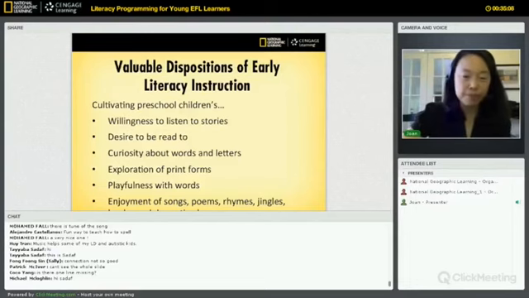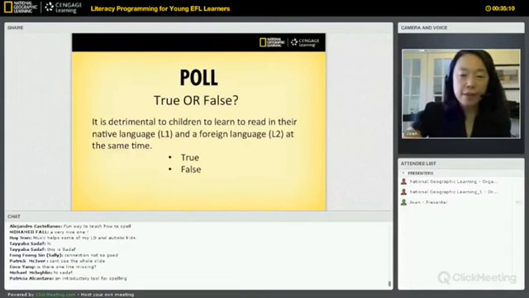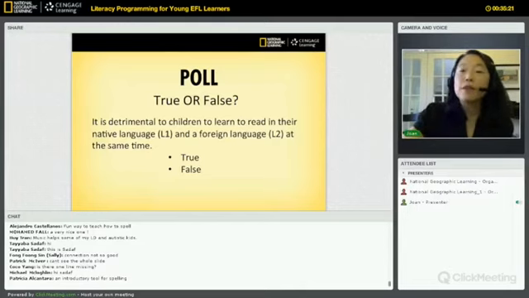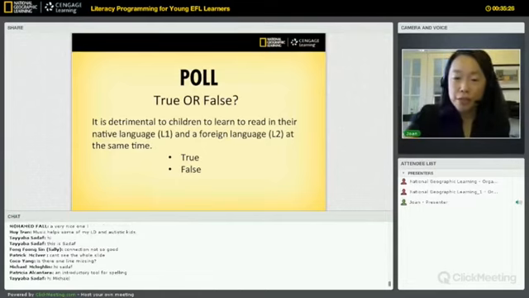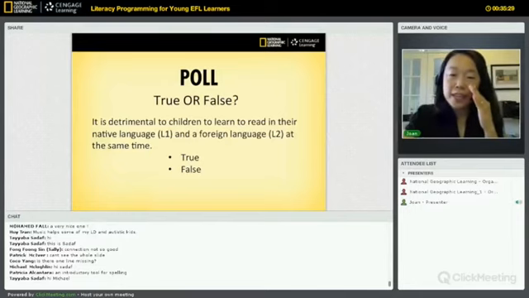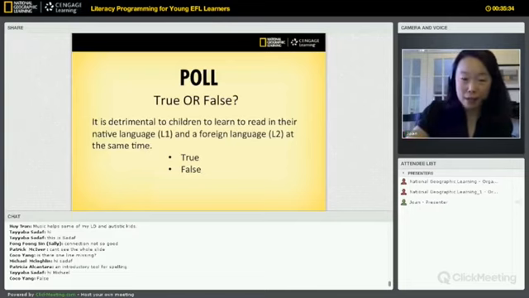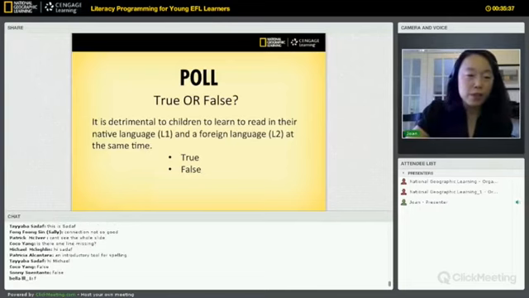All right. So now I have another poll, okay, because now we're getting into another aspect. So now we've gone through these early stages of literacy, and now I want to talk about learning L1 and L2. So true or false? It is detrimental to children to learn to read in their native language and a foreign language at the same time. Okay, so it is detrimental to children to learn to read in their native language and a foreign language at the same time. Let me get the poll out so you can put in your vote.